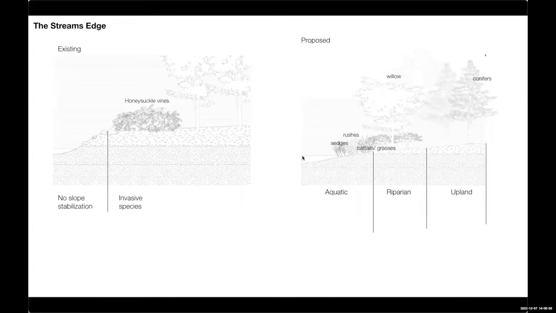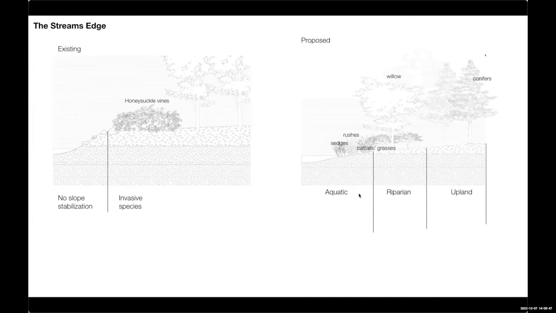This is kind of the edge condition of the stream, existing as well as proposed. Some of the issues with the existing is that there's kind of just a stark drop off of the edge condition, which causes a lot of issues for not really having any slope stabilization. So a lot of things can easily fall off of it, as well as looking at invasive species, just not a very ecologically healthy place.